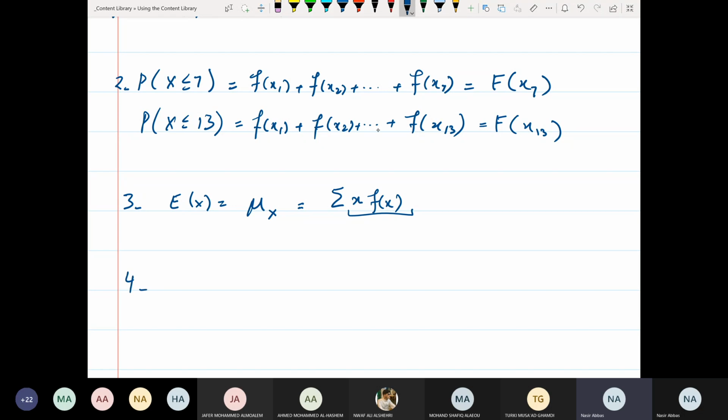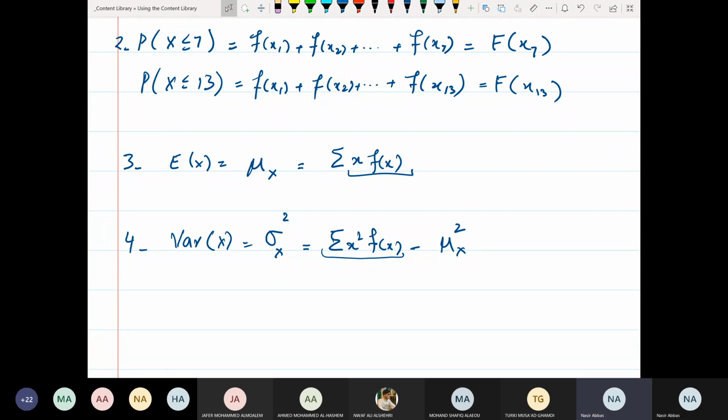The fourth use we talked about was the variance of X, denoted by sigma square of X. And this is the summation of X square times F of X minus mu of X square. So you already have mu of X from the third use. You create another column like X squared times F of X, and the sum of that column will be this part. And then you subtract the square of the mean. That will be your variance.